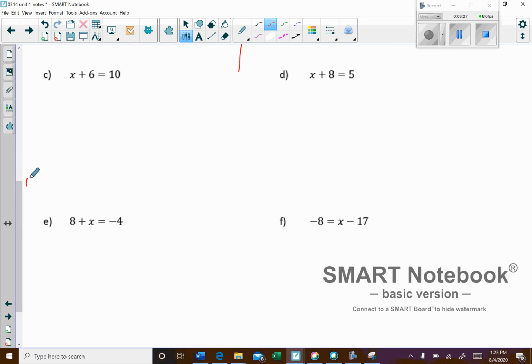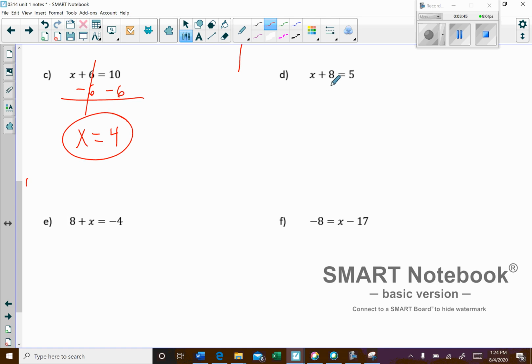Okay, so looking at C, let's see. So this time, to nullify the plus 6, we're going to subtract 6 from both sides. And so that cancels out here, and we're going to be left with x equals 10 take away 6, which would be a 4.